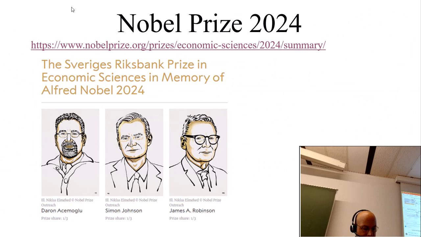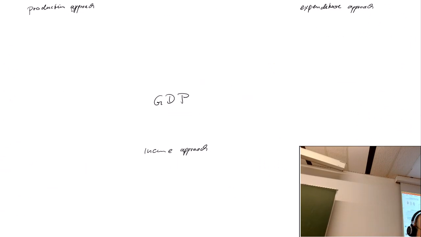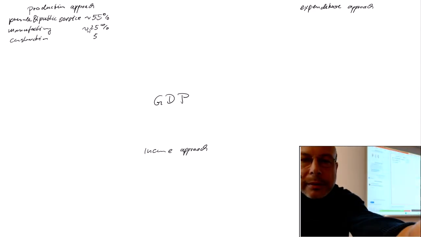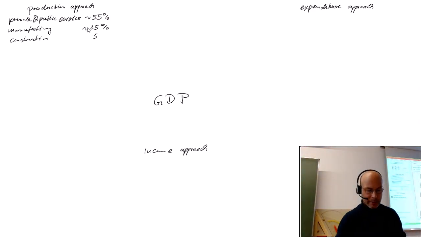So let's take this here. Private and public services, roughly 55%, manufacturing, roughly 25%, construction, 5%, oops, oh, my camera is going elsewhere. Here we are.